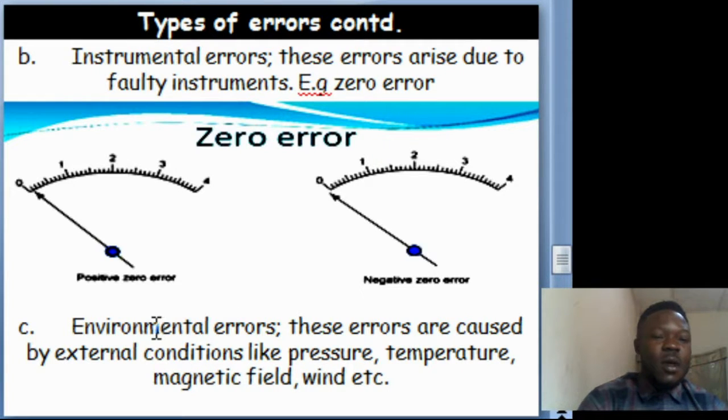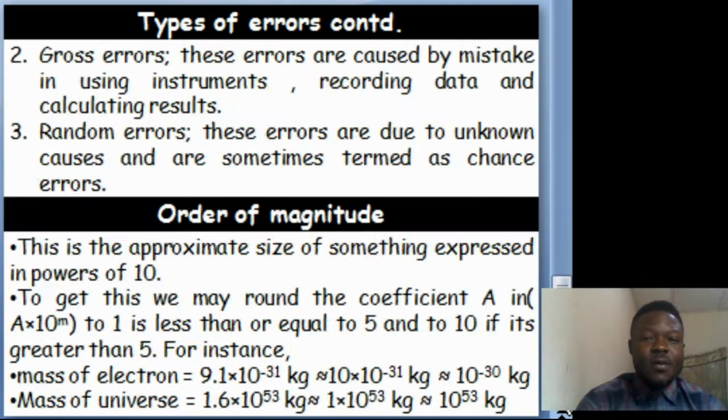Now, when we say environmental error, what do we mean by environmental error? This will happen when you perform the experiment in a wrong environment, which means when you want to take your practical, you have to close all the windows, you have to maintain good temperature and so on. Anything that arises due to all this, like wind and everything, is called the environmental error.